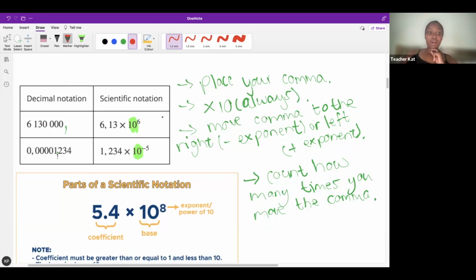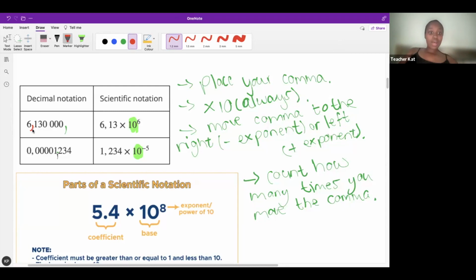Because we want our comma to be after a number that is less than 10. If it was over there, is that number less than 10? No. It's going to be 61, right? Which is what we don't want. So the first number that is less than 10 but bigger than 1, that's where we're going to place our comma. Do you understand? Yes, ma'am. So now we know we want it over there.